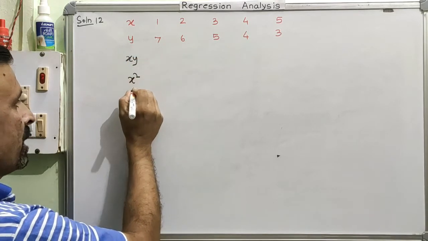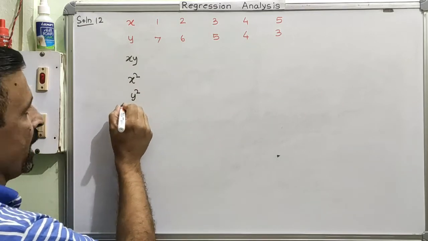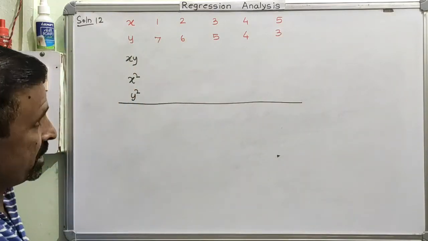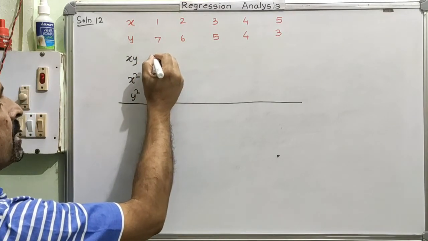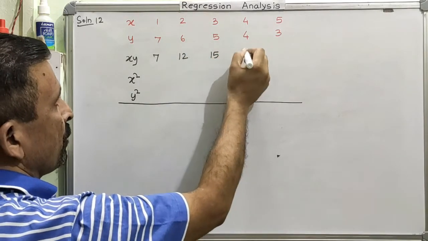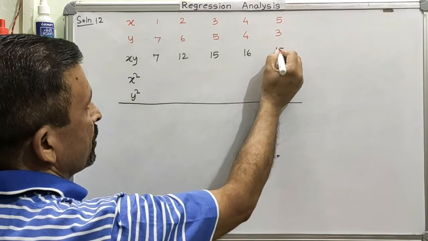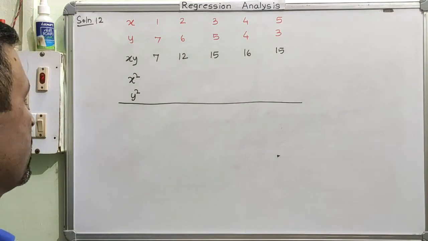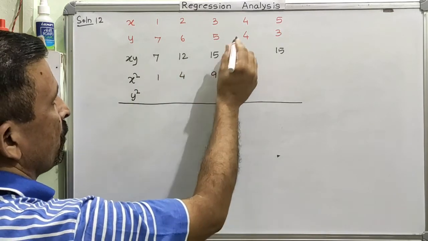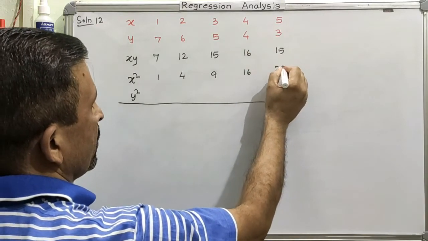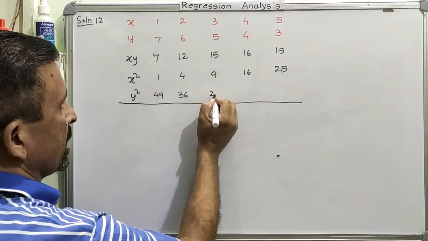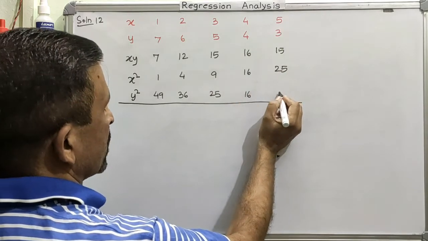Then we will also calculate the x square column, and then the y square column. So this information will be enough. Up to here, if you calculate, you will get all the things that you need for your two equations. Is it okay? So xy, the product of this: 7 into 1 is 7, 6 twos are 12. The numbers are very small, so the calculation is easy. 5 threes are 15, 4 fours are 16, and 3 fives are 15. Now this is x square. So 1 square is 1, 2 square is 4, 3 square is 9, 4 square is 16, and 5 square is 25. Very simple. Now y square: 7 square is 49, 6 square is 36, 5 square is 25, 4 square is 16, and 3 square is 9.